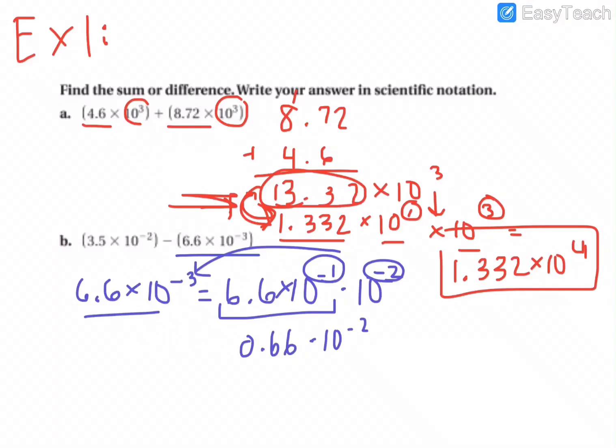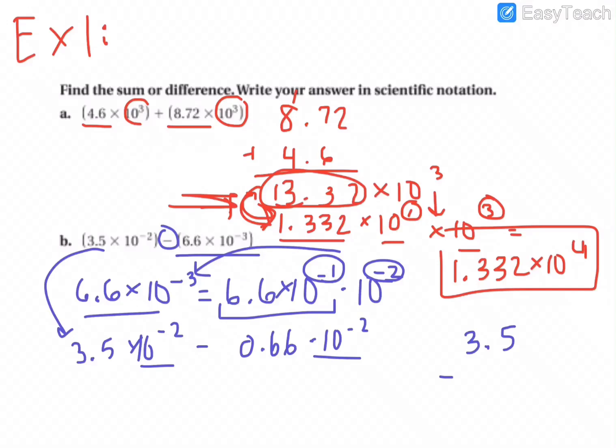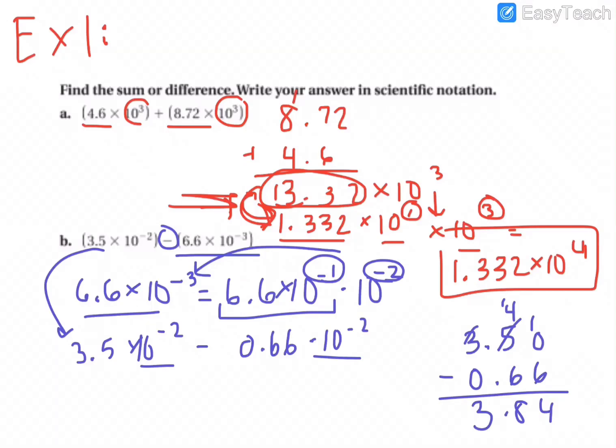Okay, so now that I have the same exponent, I'm going to bring back down that 3 and 5/10 times 10 to the negative second. I have the same exponents now, so remember that I am subtracting, so I'm going to set this up. 3 and 5/10 minus 66 hundredths. And that's going to give me, oopsies, I didn't change that. Sorry guys, it's supposed to be a 2, not a 3. 2 and 84 hundredths, and then times 10 to the negative second.